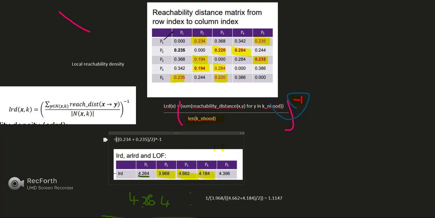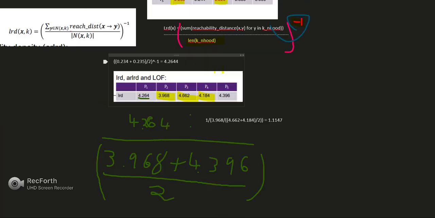Now, I've got some stuff here to calculate it. And handily, if OneNote feels like collaborating, it should calculate it for us. There you go. 42644. Okay? It's the average of the reachability distance along these rows for the two nearest points. Happy days. That's just for the neighborhood.